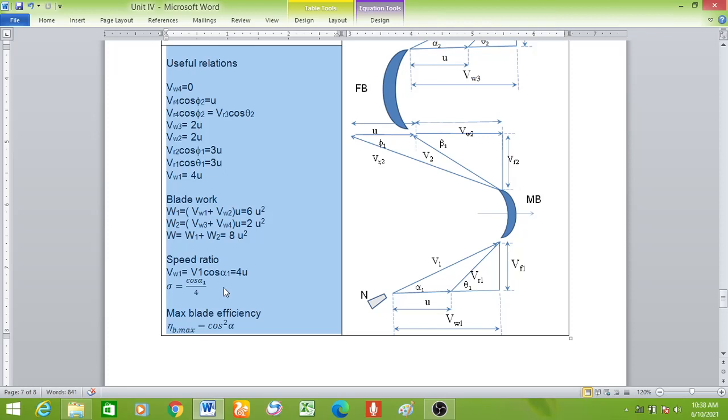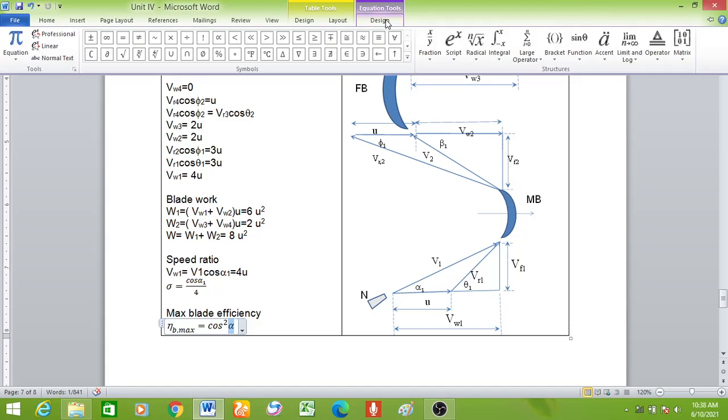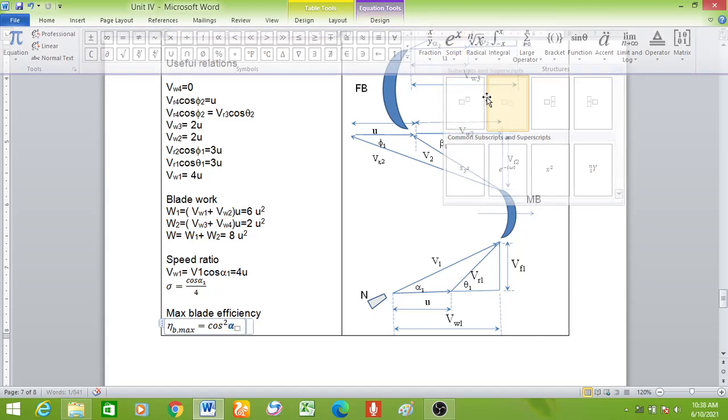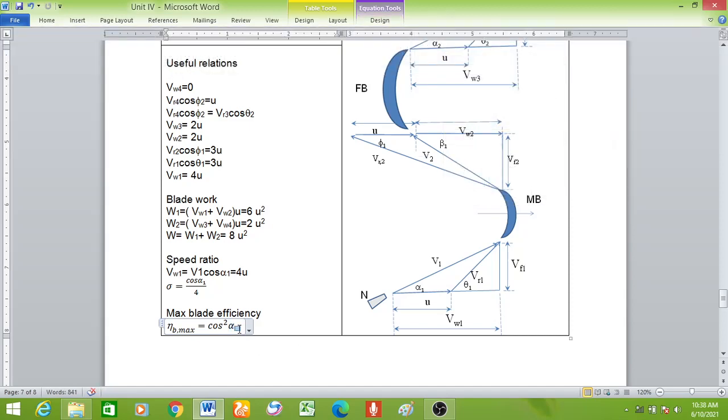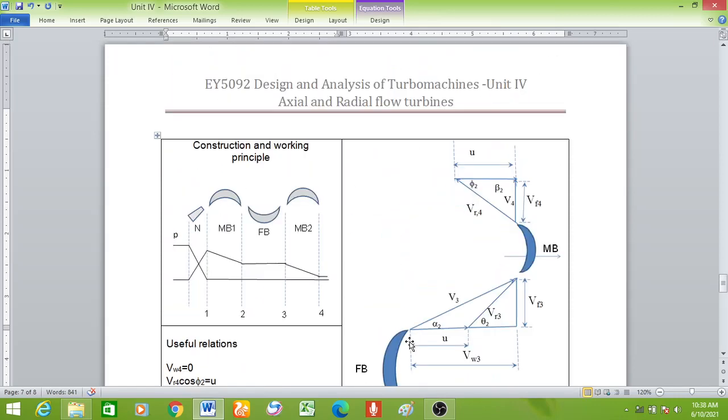So if you put that, what happens, you have this final expression: cos squared alpha 1 as the maximum blade efficiency. So now what we have to do is compare these expressions with the single stage. Whatever we have derived now is for a two stage.